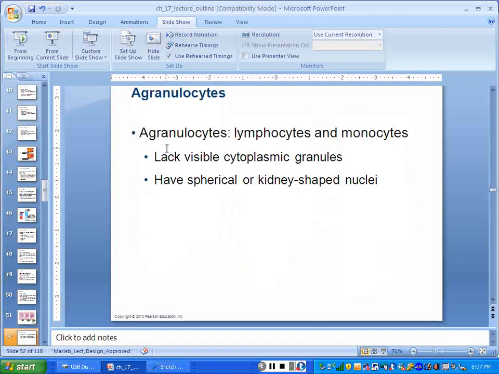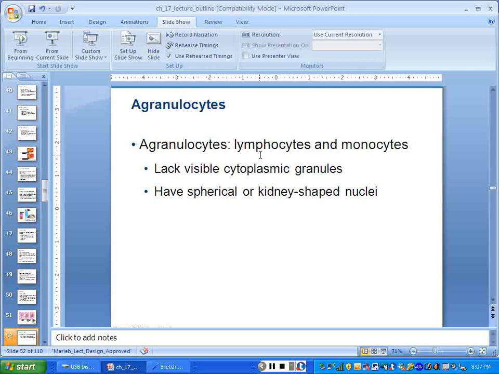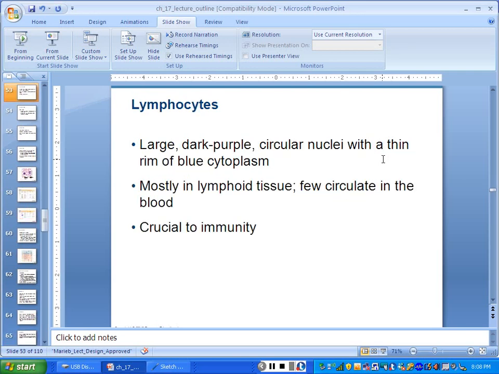There's their pictures. Those aren't good. Agranulocytes. Lymphocytes and monocytes have no visible granules. Kidney, spherical, or even a horseshoe-shaped nucleus on some monocytes. But here's the cool thing. They live longer, usually, than red blood cells. Macrophages live for months, some of them years. Lymphocytes can live for decades. That's crazy. But how long do nerve cells live? Your whole life. So, you know, not so bad. Hopefully, Matthew.